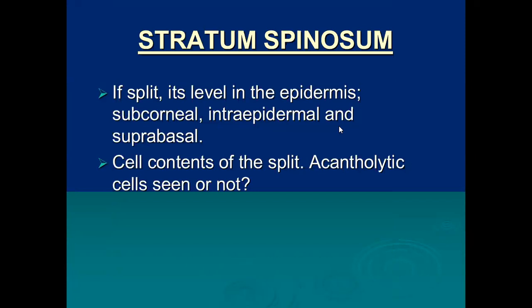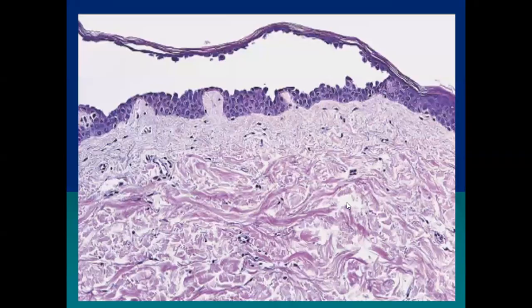In the stratum spinosum, you will also see a split. If the split is present in the epidermis, you need to determine the exact level where the split is present, whether it is subcorneal, intraepidermal or suprabasal. The cell contents of the split are also important, and it's important to find the acantholytic cells within the split.